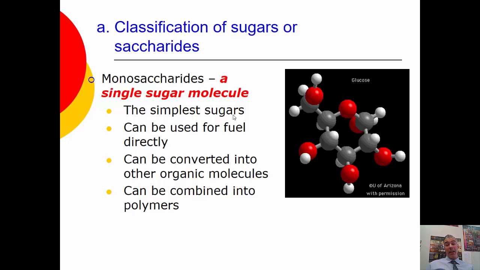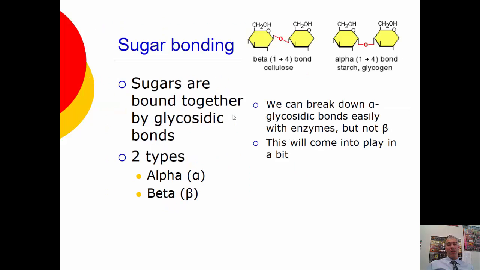We can actually take that glucose molecule and convert it into other types of molecules in our body, which is really interesting. Then you can take that glucose molecule and combine it into polymers, which goes beyond being just a simple monosaccharide. Before we talk about those different types, I want to talk about how sugar bonds. Sugars can bond together using special covalent bonds called glycosidic bonds.